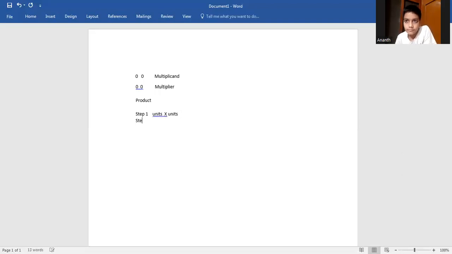Step 2. First, let us write the formula, then later on, we'll solve the sum. Step 2 is cross. C-R-O-S-S is cross. That means tens of multiplicand into units of multiplier.